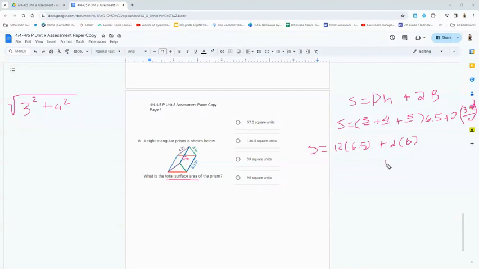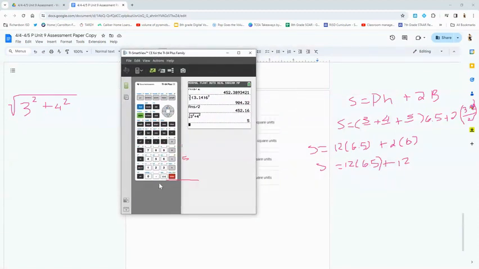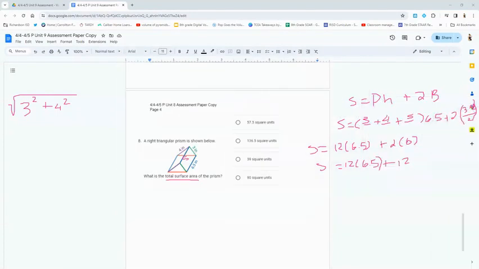Now I know this is going to be plus 12 times 6.5, and this is what I'm going to type in my calculator. And you don't have to do it like Mrs. Galvan. You can type this whole thing in your calculator and you'll get the answer. But I'm a little different, so that's how I did it. So I did 12 parentheses 6.5 plus 12, enter, and I get my total surface area, which is 90. So my answer would have been D.